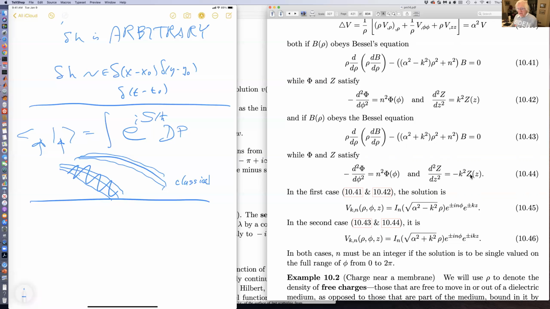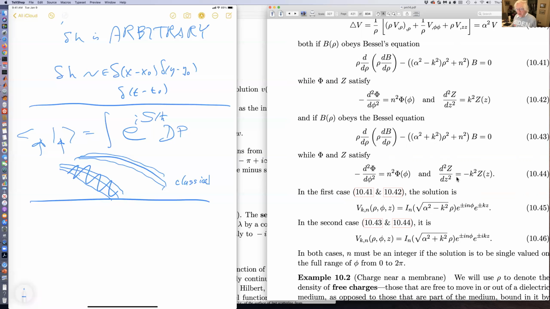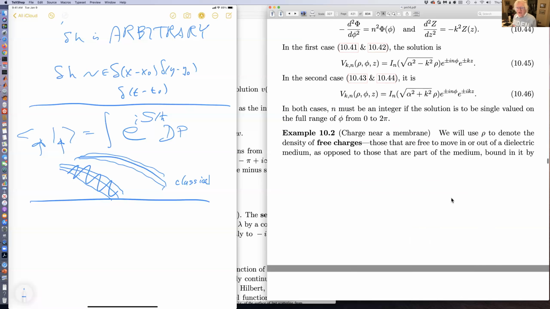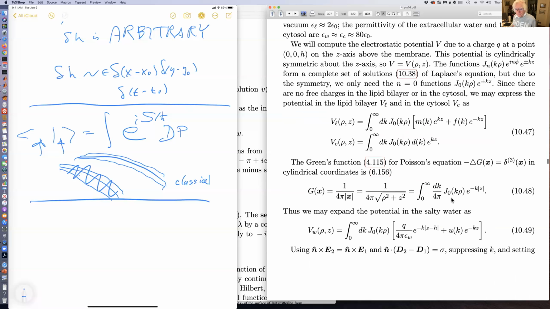Notice what's happening here is that in this case, we have z is e to the i kz, and we get a minus sign. In this case, it's e to the plus or minus kz, and we get a plus sign. Now, if we have this kind of solution, this works if our region in z is limited. If the region in z goes from minus infinity to plus infinity, then this thing is hopelessly huge and non-integrable, certainly not square integrable. I'm going to skip charge near a membrane.